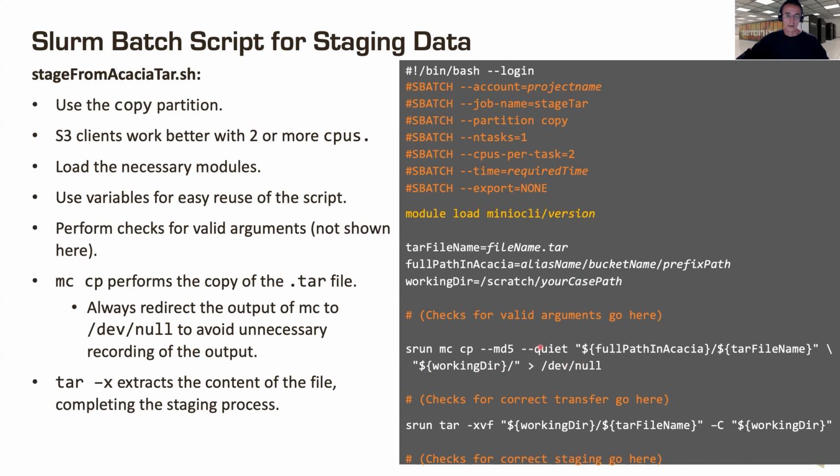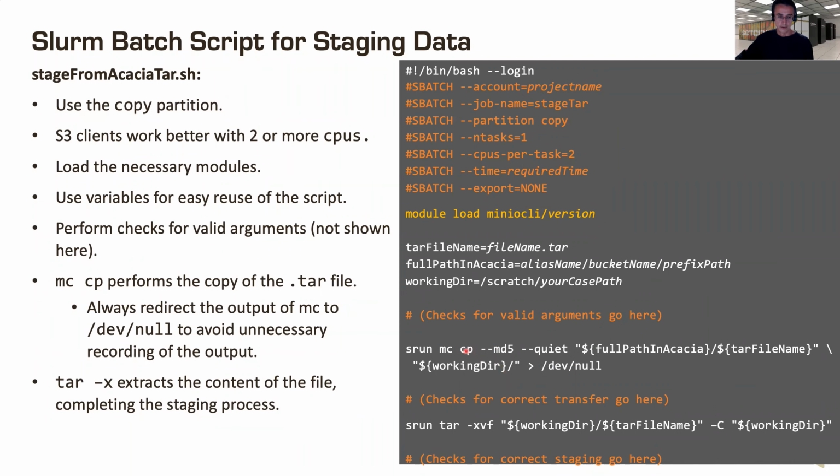And important when using MC in a script, it is important to redirect the output to dev null. This helps to reduce the size of the output for the job, because MC is very verbose. So basically, it is important to redirect the output to dev null when using MC in a script.